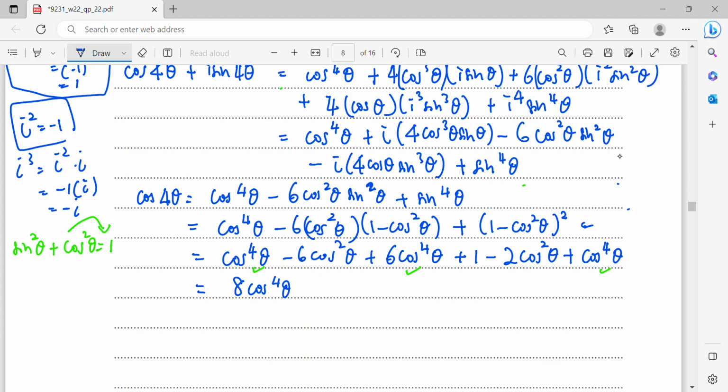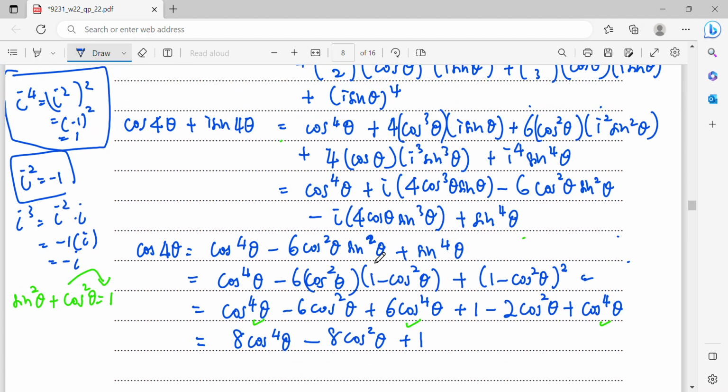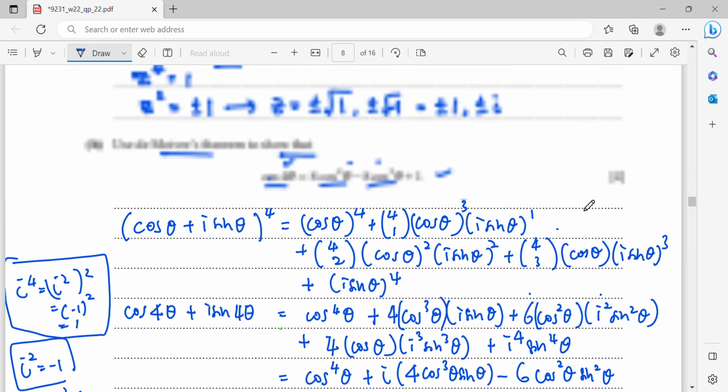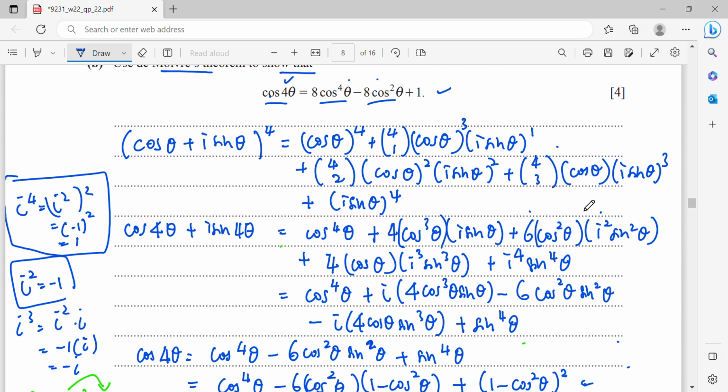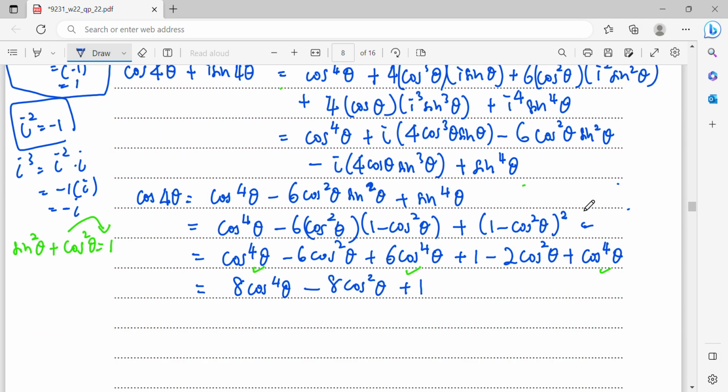Okay, therefore the cos squared, now the second term and the fifth term: minus 6 minus 2, it will be minus 8 cos squared theta. And the only constant here is plus 1. So this is how we prove or show the expression for cos 4 theta in terms of cos theta using the Moivre's theorem. Okay, so with this, we have done part B.